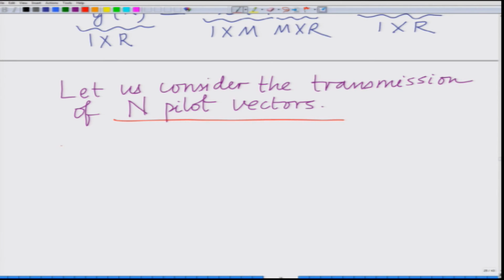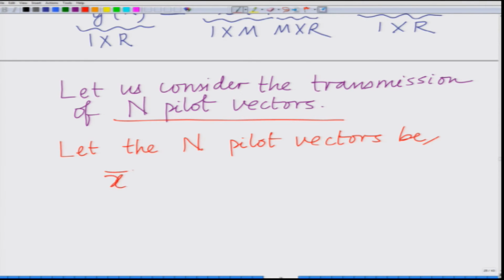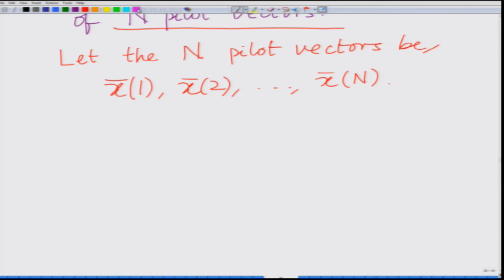So, let these n pilot vectors be x bar 1, x bar 2, so on up to x bar of n. These are the n pilot vectors, implies these correspond to the transmission of, well, k equals 1, 2 up to n transmission instants. These are the transmission instants.